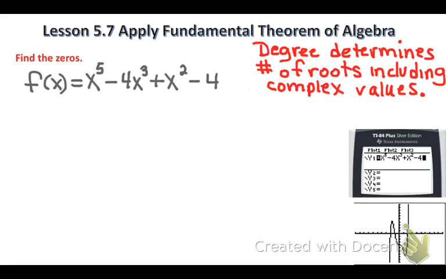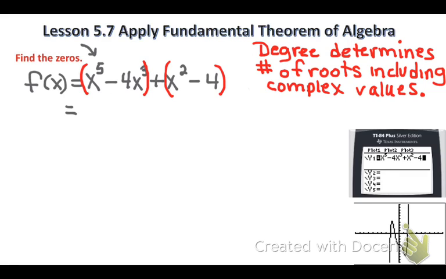Now we're going to find the zeros of this polynomial, and we can see that the degree is 5, so we should get 5 solutions. We might find the rational zeros and use synthetic division. However, when I looked at this a little bit more closely, I thought, I wonder if I can begin factoring by using factor by grouping. So that's what we're going to try.